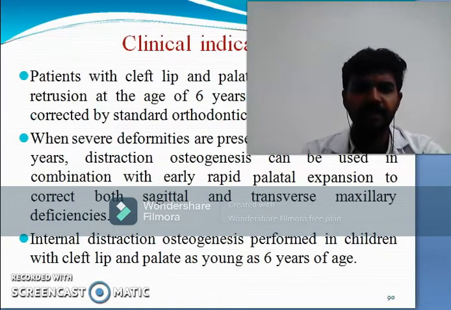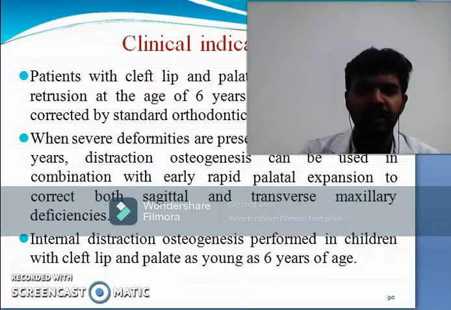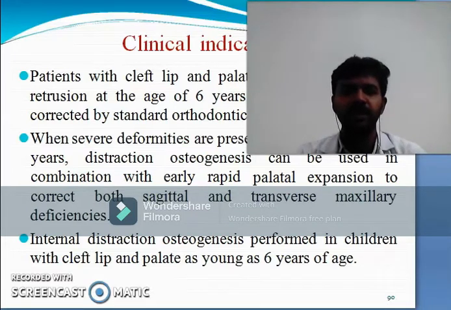The clinical indication: the patient with cleft lip and palate with severe maxillary deficiency and retrusion at the age of 6 years typically will not be corrected by standard orthodontic therapy alone. When severe deformities are present at the age of 6 years, distraction osteogenesis can be used in combination with rapid palatal expansion to correct both the sagittal and the transverse maxillary deficiencies. Internal distraction osteogenesis has been performed in children with cleft lip and palate as young as 6 years of age.